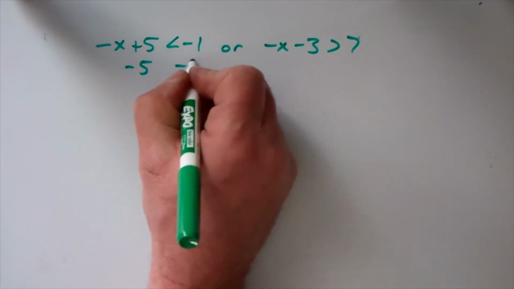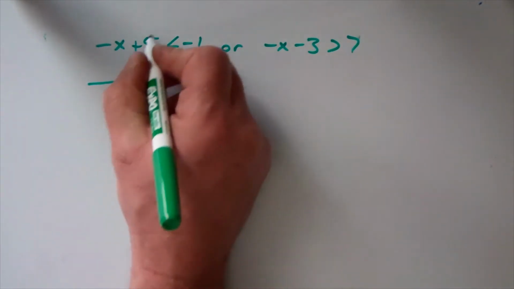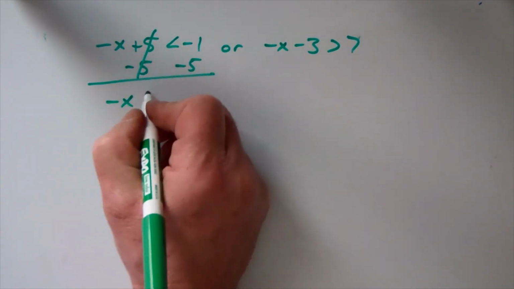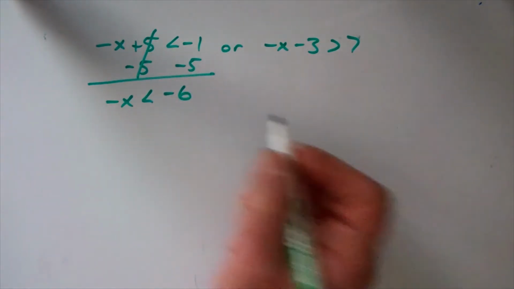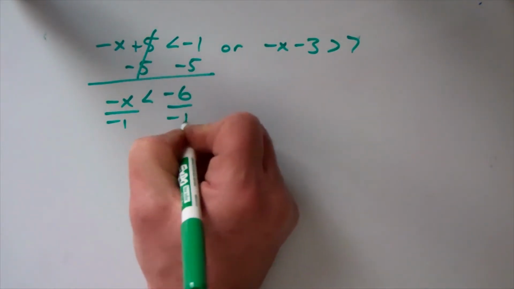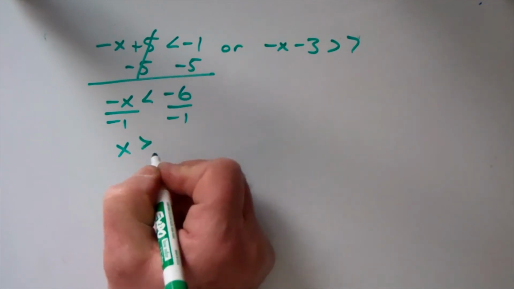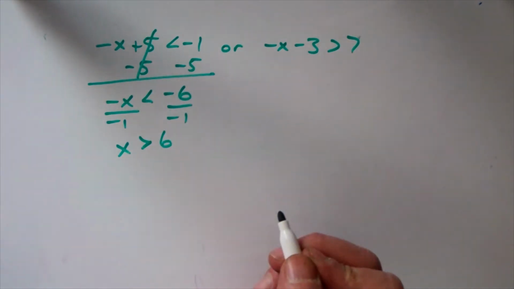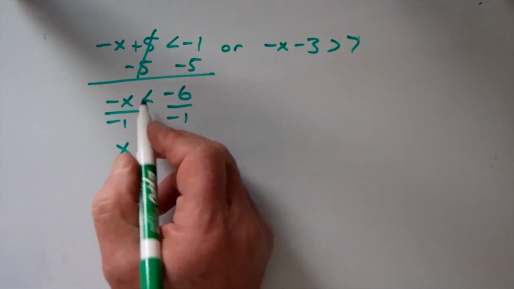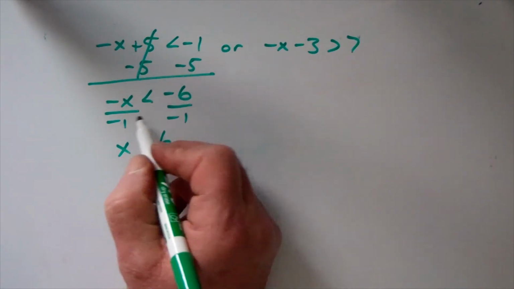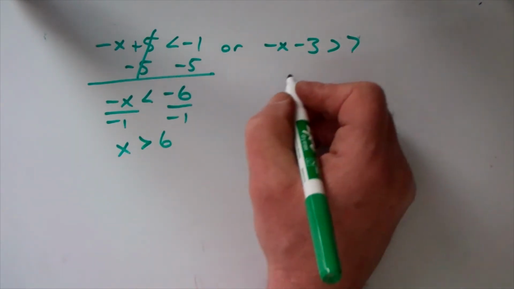So let's do each problem. So I subtract 5 from each side. I end up with -x < -6. Divide by -1. And now remember that you flip the inequality sign around, so x is now greater than 6. Remember, flip that inequality sign when you divide by a negative.